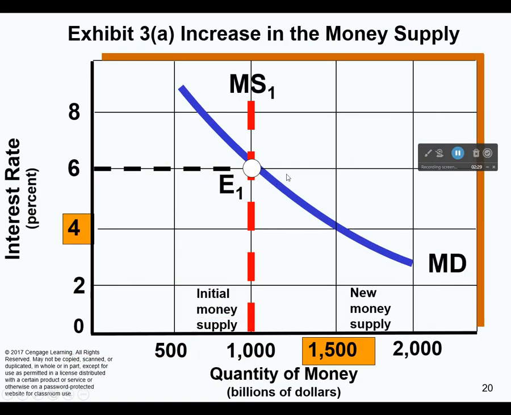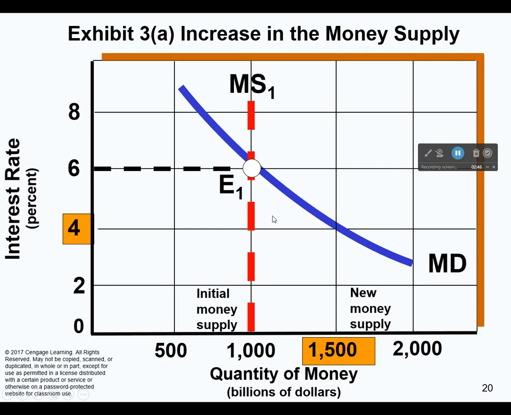So to give you a visual example, here we have a market in equilibrium. There's the money supply before the Fed does anything. Here is the money demand. Where those two intersect, that determines the interest rate, and the supply of money is given.